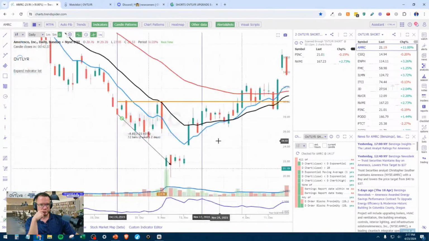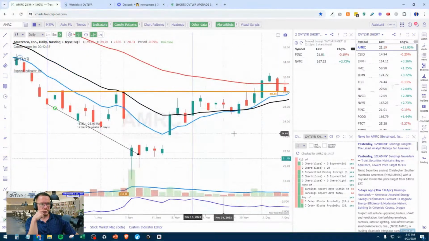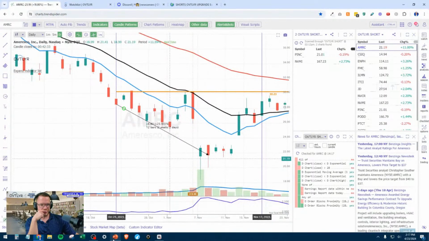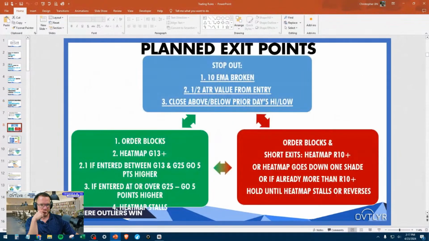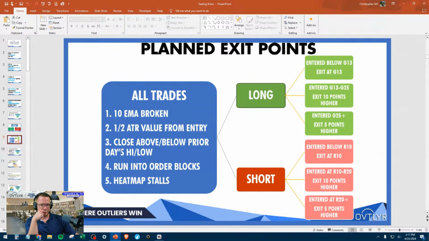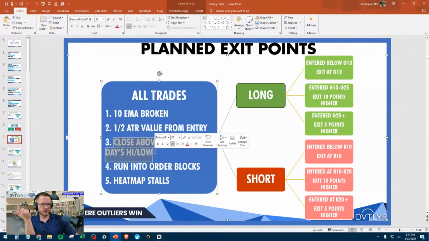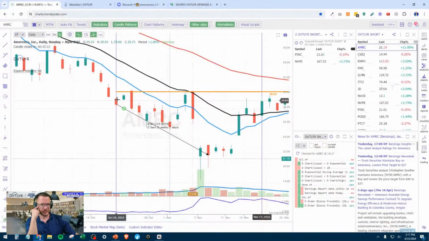However, one thing that I've always had in my trading plan is, if it closes above the prior day's high, if you're going short, for example, to get out. Now, this is a perfect example of one where it closed above the prior day's high just once, and then it continued on, and you could have had a great trade. This was actually the peak profitability point on that.